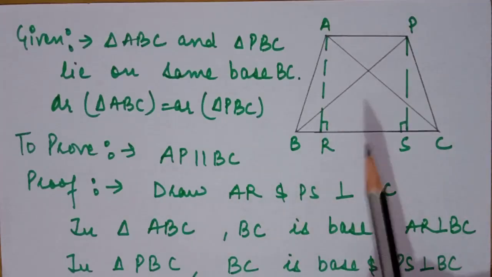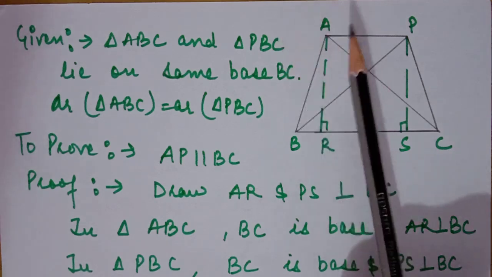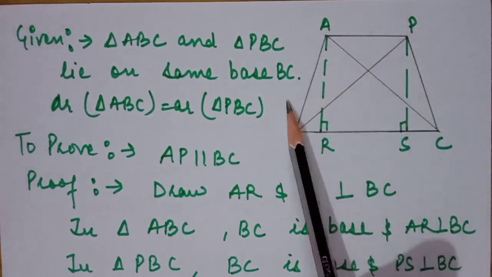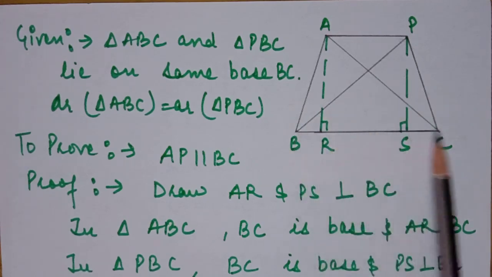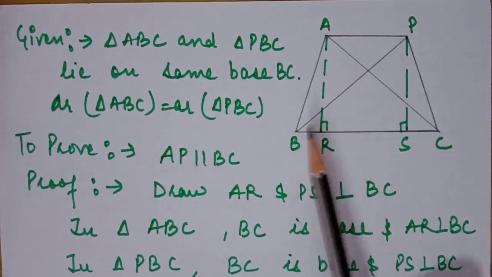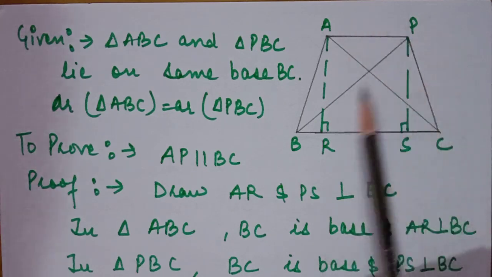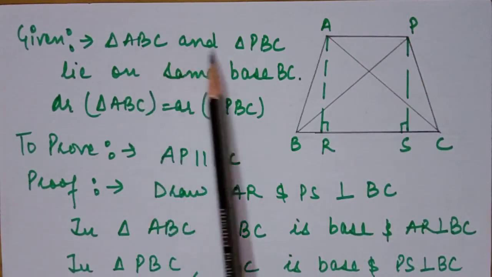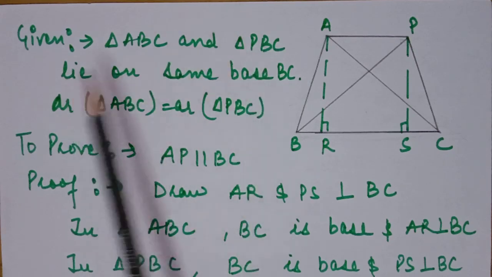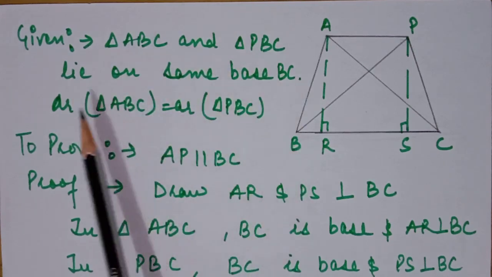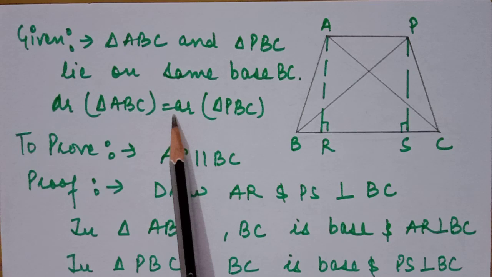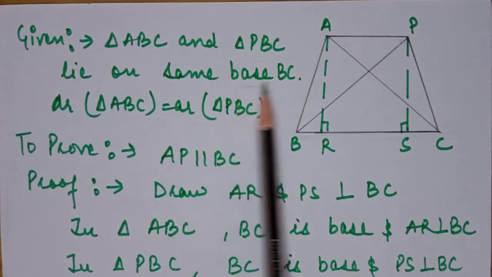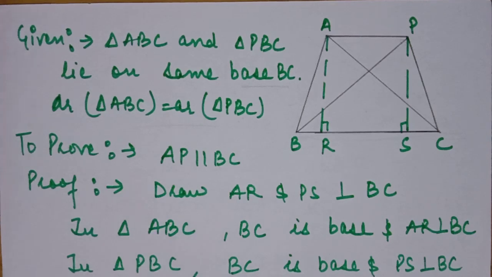So students, first of all, we will draw a diagram, a triangle ABC and triangle PBC. Both triangles lie on a common base and the area of these two triangles are equal to each other. It is given to us. Triangle ABC and triangle PBC lie on the same base BC. Area of triangle ABC is equal to area of triangle PBC. It is also given. Common base and area given.